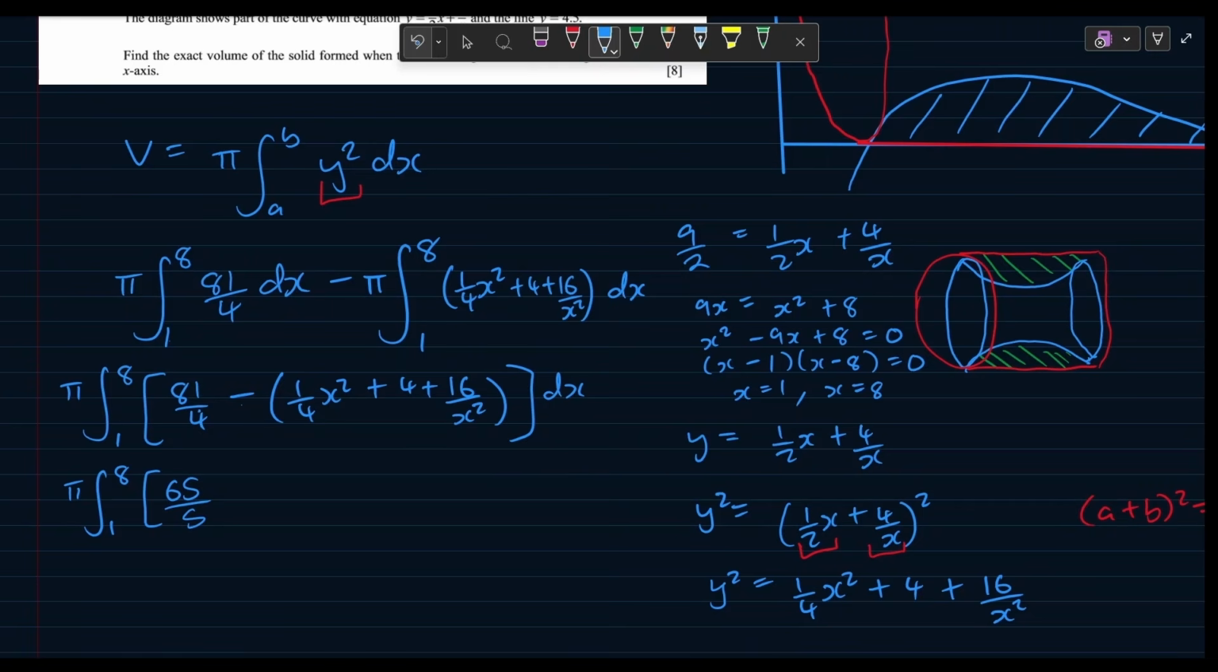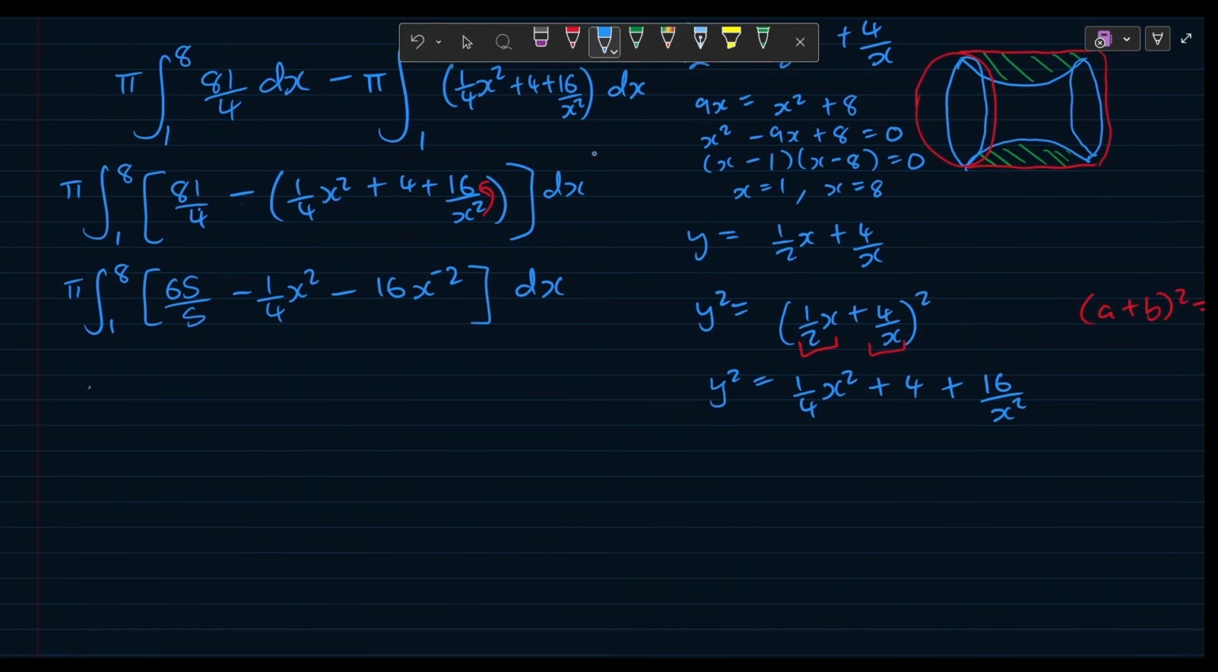And then I've got minus a quarter x squared. And then I've got minus 16 over x squared. But I actually want to move the x squared up to the numerator. And using laws of indices, I know my power becomes negative. So x to the negative 2. And this is with respect to x. Now we can integrate. This should have been 65 over 4, by the way, not 65 over 5.